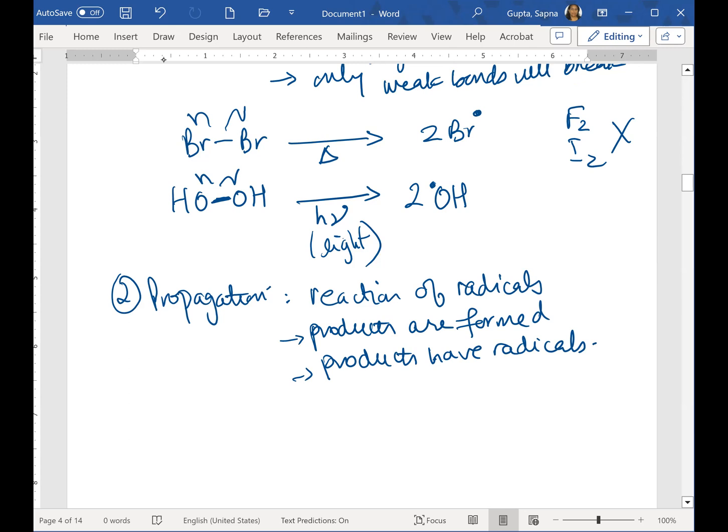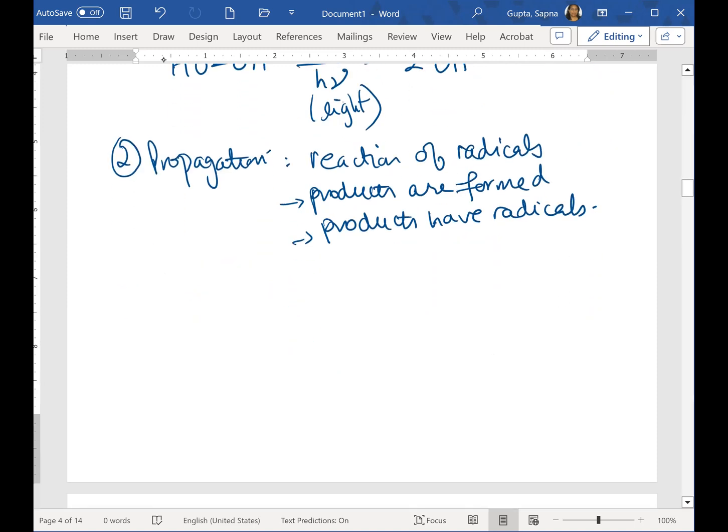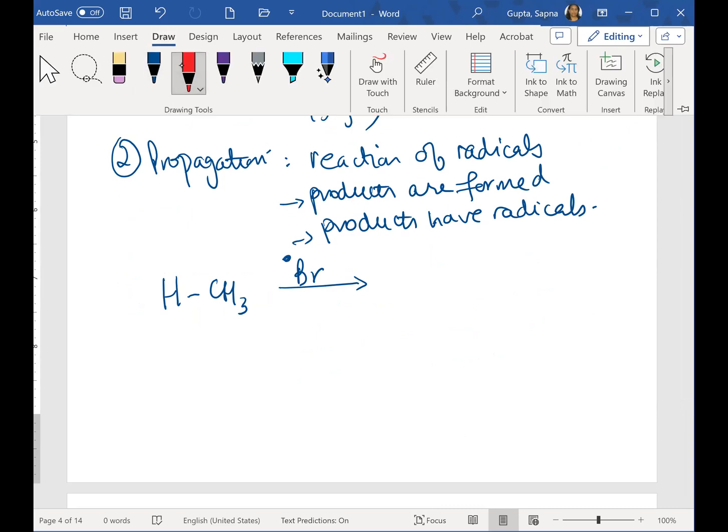So this is the step where you're going to be forming products, and then the products will also have radicals. Okay, so I'm going to write one step here for you right now. If you take something like HCH3, which is just methane, I'm taking methane and showing you how this substitution is going to work. So now you have that radical. And this is not an electrophile nucleophile situation, as I said. This is a radical situation.